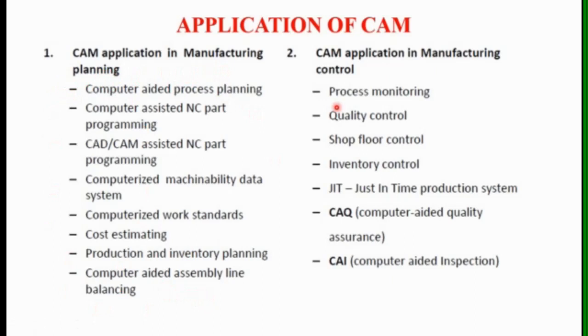And in the case of process monitoring and control, there is quality control, shop floor control, inventory control, and also just in time, which is a technique where components are supplied or manufactured when they are required. Then computer aided quality assurance is also there, and computer aided inspection as well. Controlling all this, scheduling the inspection, computers are used in controlling operations of manufacturing. So these are the applications of computer aided manufacturing.